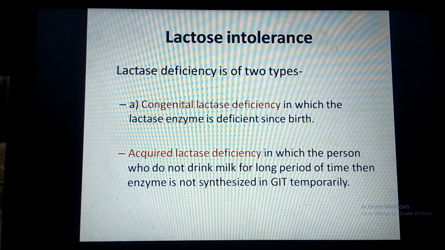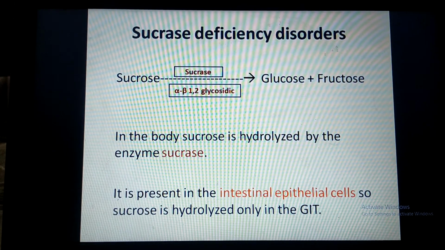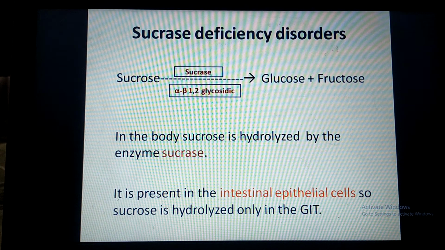This is about lactose intolerance. Now come to sucrase deficiency disorders. Sucrase enzyme is also found in intestinal epithelial cells, which hydrolyze the sucrose present in our common sugar.